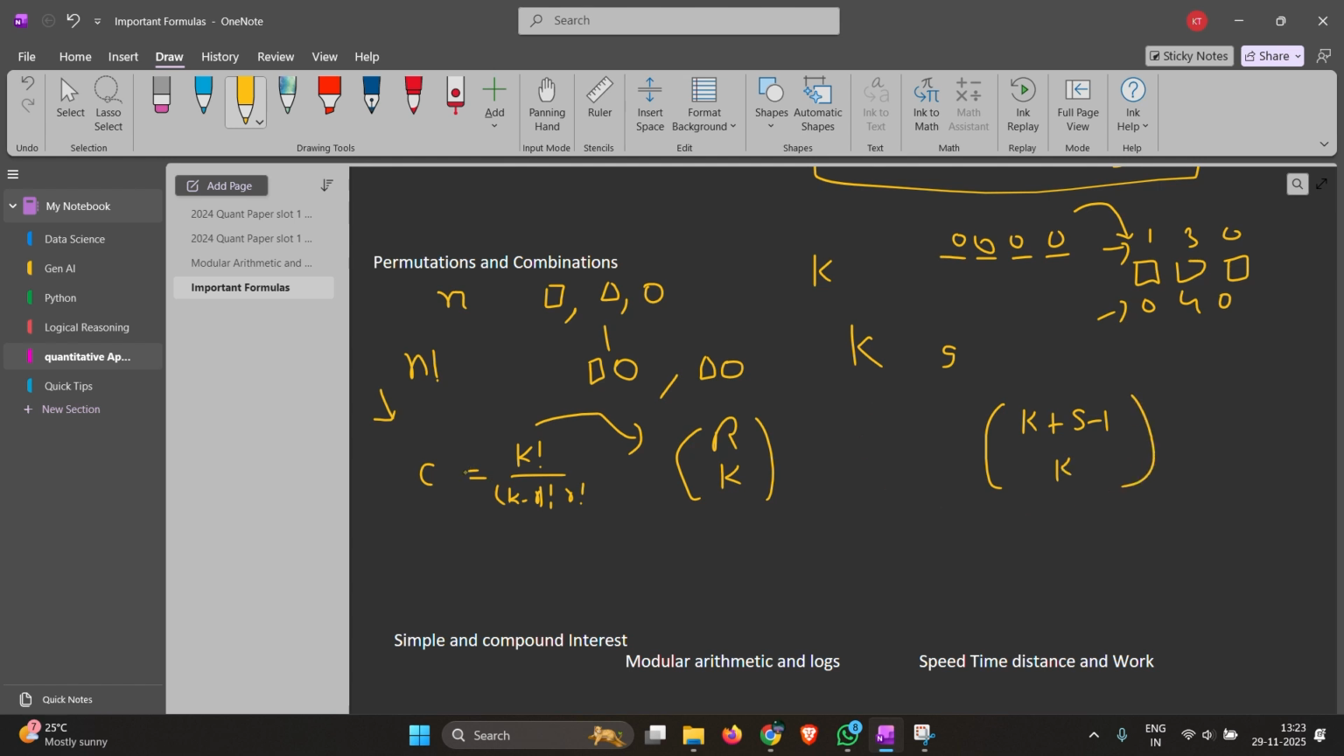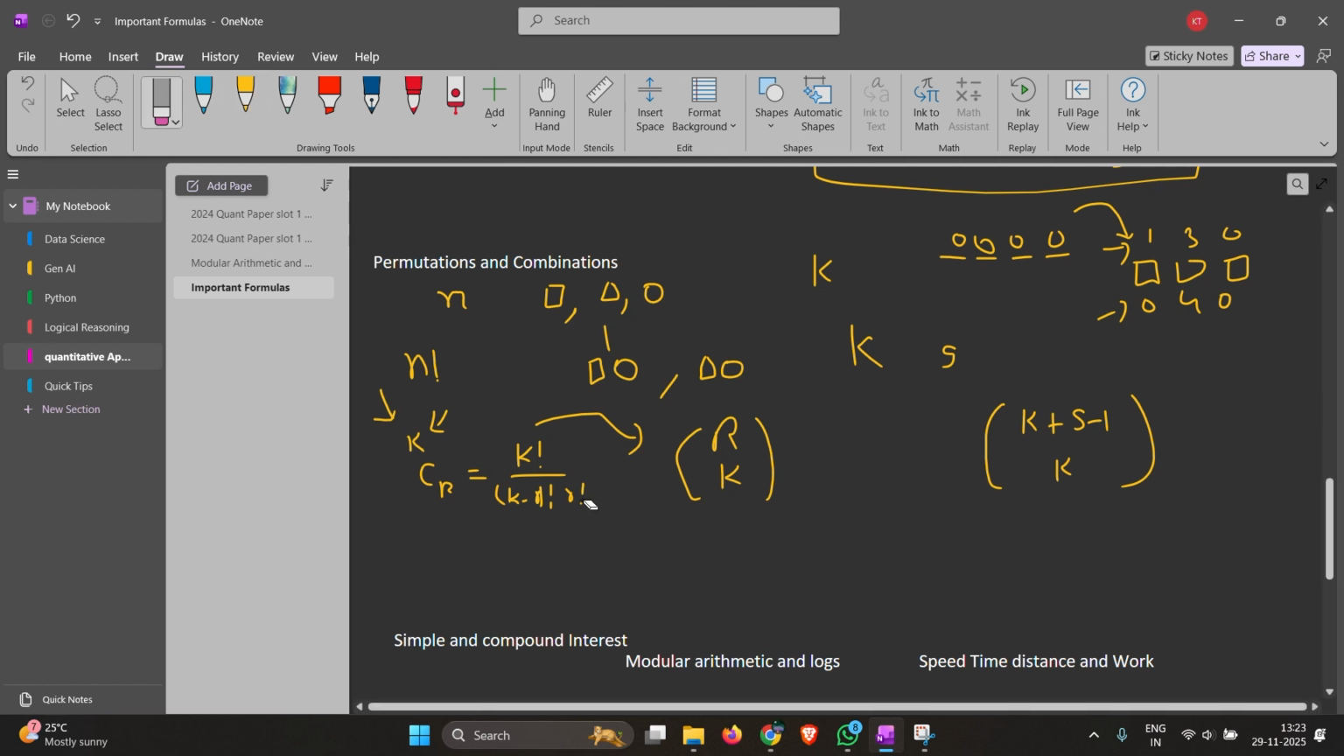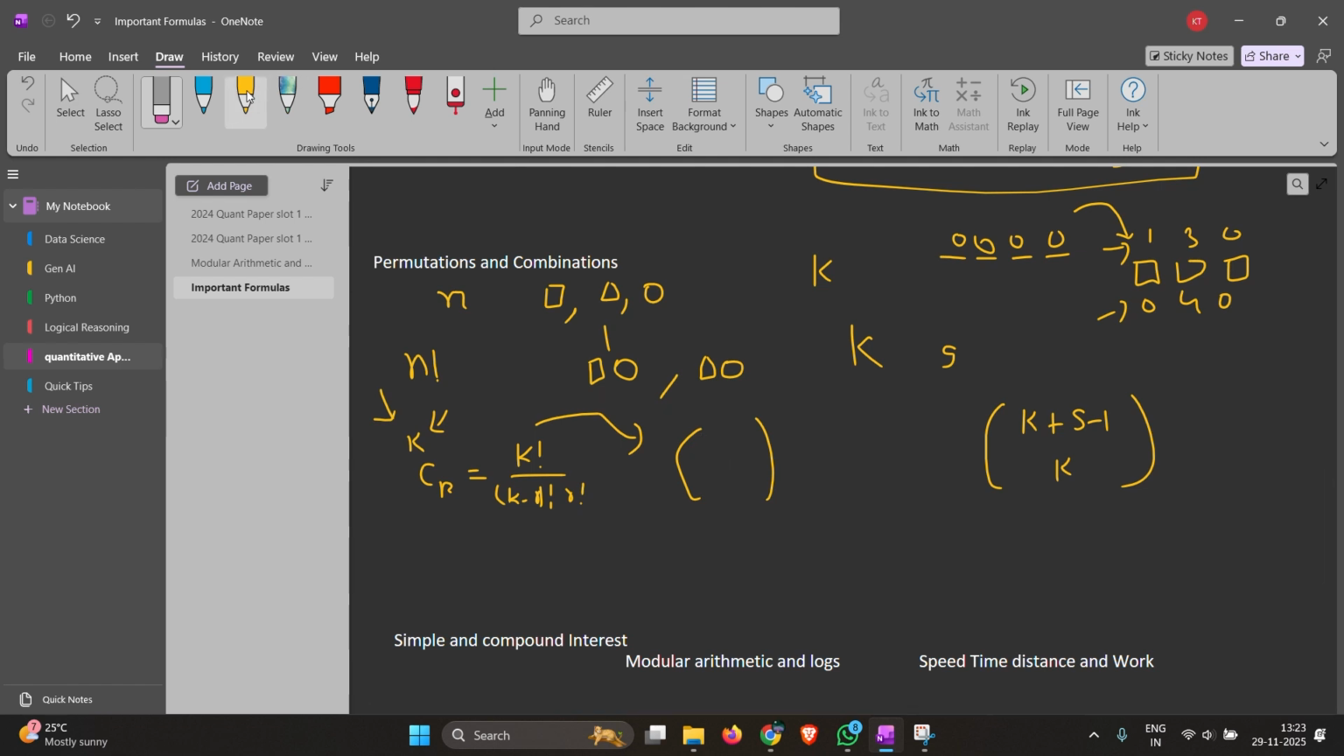And just a little correction, this is actually the formula for K choose R, where the bigger number you write at the top. So from K objects, we are choosing R objects. So this formula over here, K factorial upon K minus R factorial into R factorial, can be written as K choose R and not R choose K. So a small correction over here. And this is the stars and bars method.